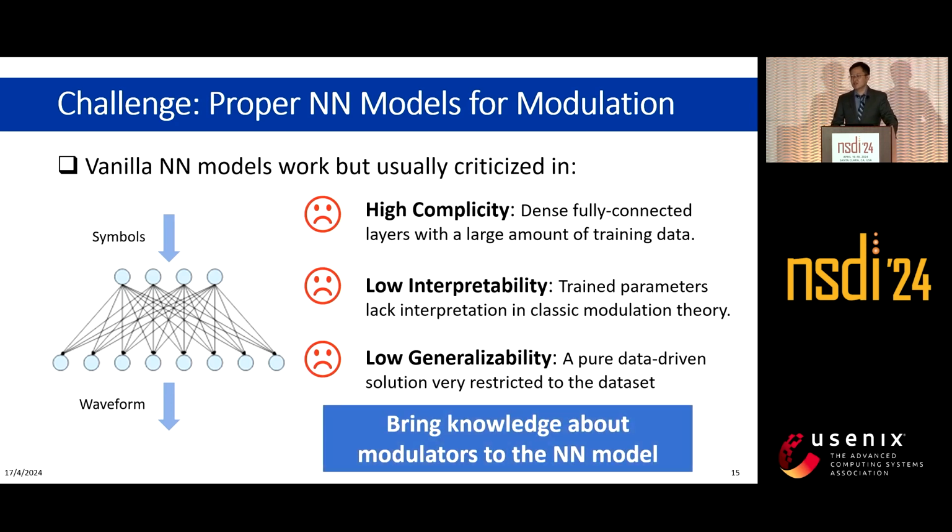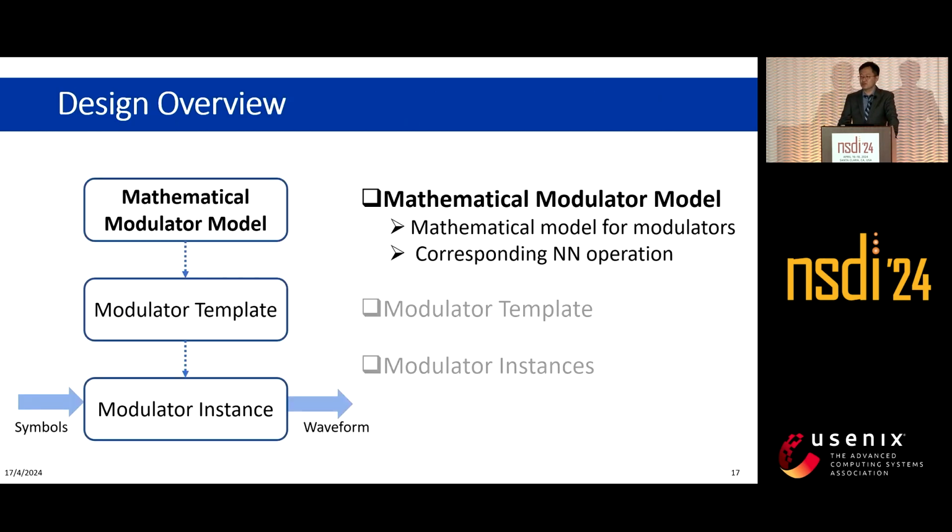So we think differently. Why not bring the knowledge about modulators into the neural network design? Let me show you what we do. We start from a study of the mathematical model behind modulators and try to link it to neural network operations. After that, we study variations in modulation and how we can create a general template. And finally, we study specific wireless technologies based on the template we built.